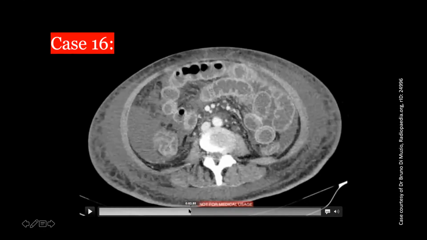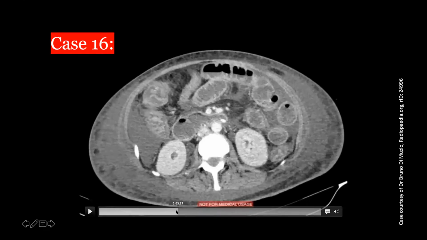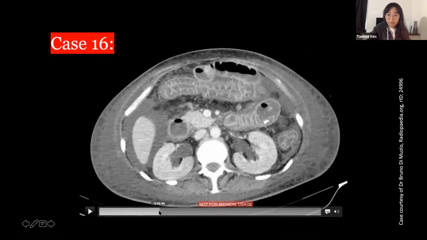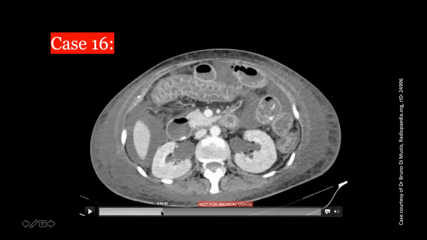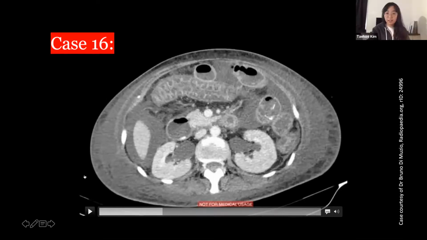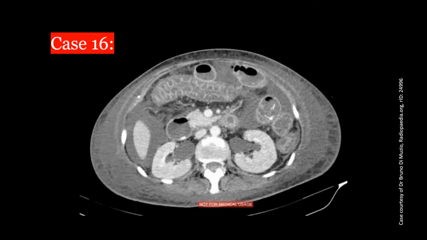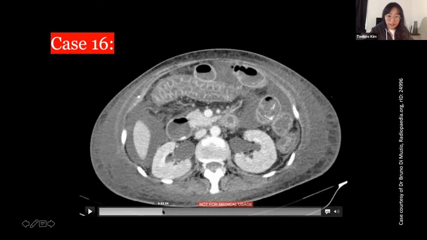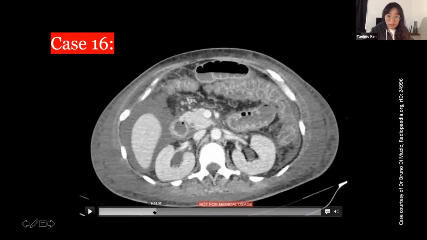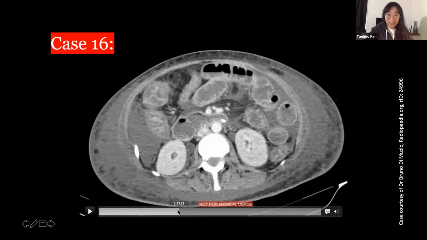He has some dilated small bowel loops and prominent... I'm not sure if I see a transition point. I'll stop here. Do you see anything? Here's a thickened transverse colon. You get it. So, colitis. Yeah, it is a type of colitis.